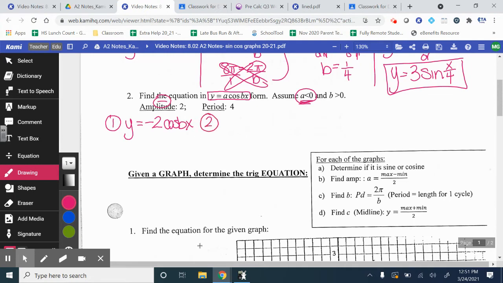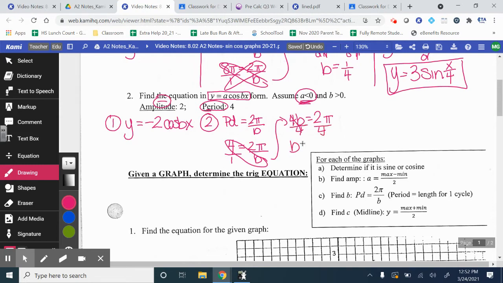Okay, step 2. I need to now find b. To find b, I'm going to use my formula for the period because that has a b in it. So period equals 2 pi over b. Now I know the period is 4, so I'm going to put a 4 in for my period and set it equal to 2 pi over b. Put it over 1, cross multiply. So I get 4 times b equals 2 pi times 1, or just 2 pi. Divide by 4, and b is equal to 1/2 pi, or pi over 2.